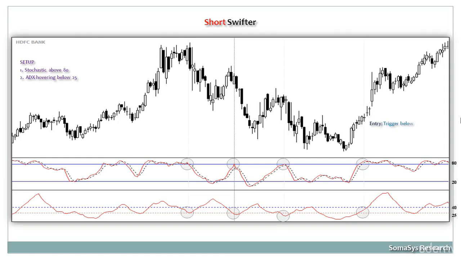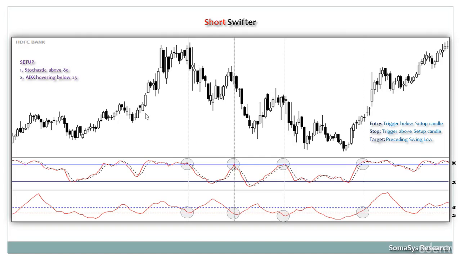Entry is going to be below the setup candle, stop is going to be above that very candle, and target will be the preceding swing low. Now let's study this first setup on this chart. Okay, so we have stochastic overbought and ADX below 25, and that's good, but we will still not be taking this trade, as that would mean going against the trend.